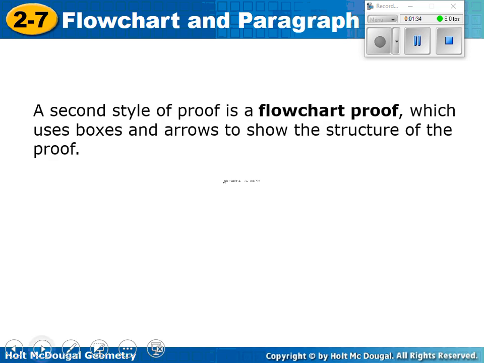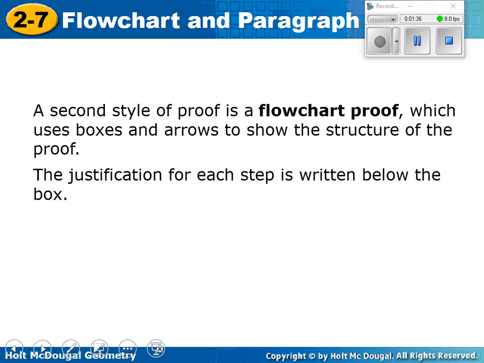Okay, so the second style of proof is called a flowchart proof. If you've ever seen a flowchart, just in life, it usually has arrows that lead from one thing to the next thing to show you the flow of how things work. That's what a flowchart proof will do. It's probably the best kind of proof, to be honest. It's better than a two-column proof because it makes you show your reasoning.